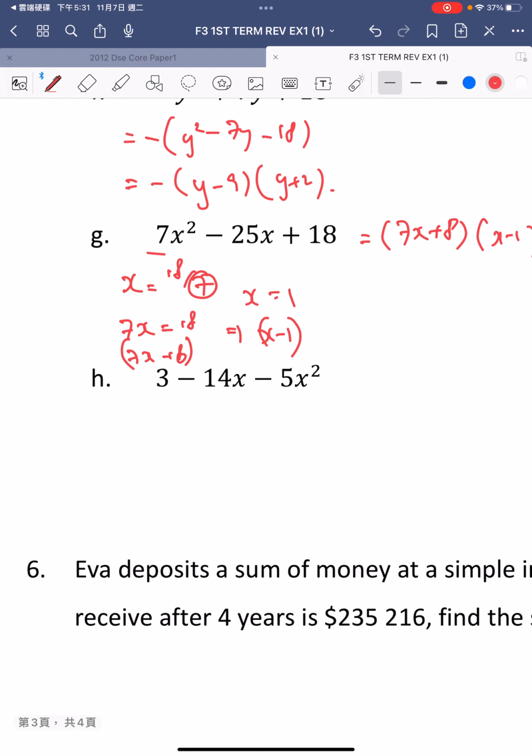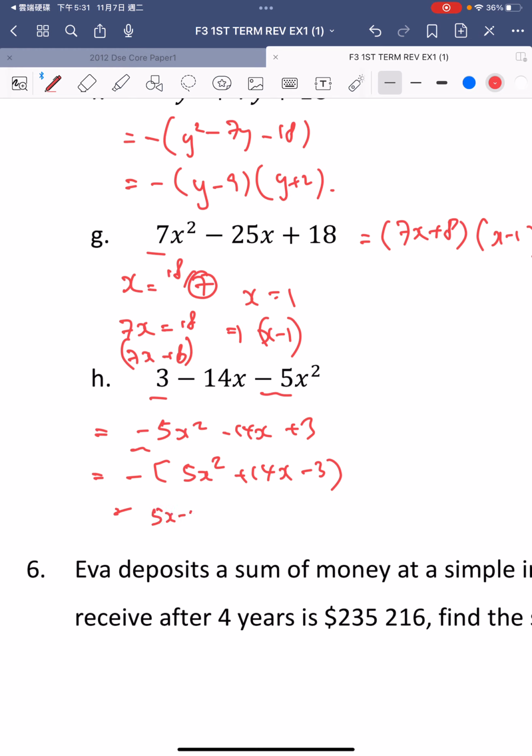Okay, so for the last part, this 3 is not in front of x squared, so it's not the coefficient of x squared. Instead, negative 5 is the leading coefficient. So we can say that it's negative 5x squared plus 14x plus 3. So again, we need to take out the negative first. So negative times 5x squared minus 14x minus 3. Then you put a as 5, b as negative 14, c as negative 3. So then you can get the negative of 5x plus 1, and then we have x minus 3.